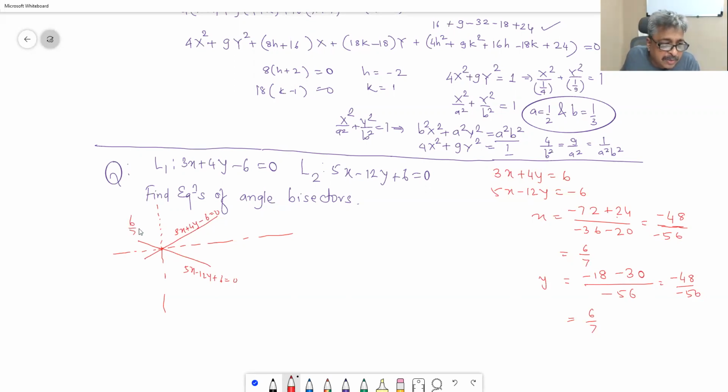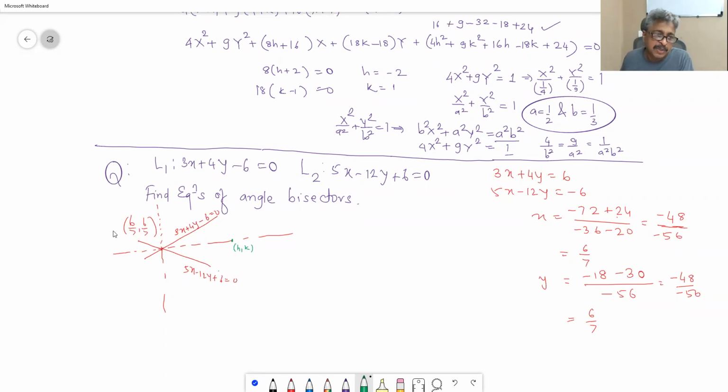6 by 7 comma 6 by 7 is my point of intersection, which should satisfy both my equations, whatever angle bisector equations that I find out. Okay, now theory. Suppose there is a point h comma k on this bisector. Then its distance with respect to this line and its distance with respect to this line should be same.